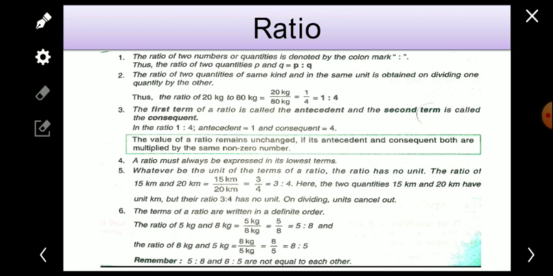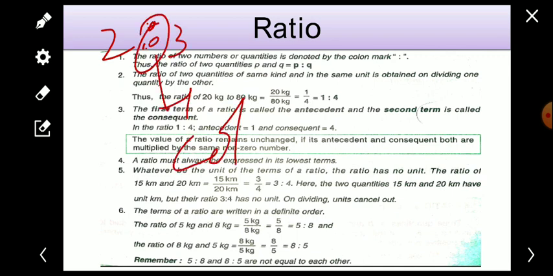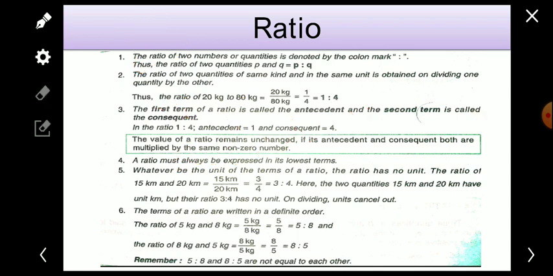So the ratio of two numbers or quantities is denoted by a colon mark. This means the ratio is represented like this. Suppose we are going to represent the ratio like this, 2 is to 3. We put 2 dots like this. Actually these 2 dots are the colon mark, it is known as a colon. These 2 dots, you can see here.